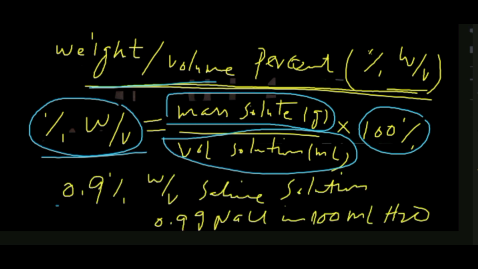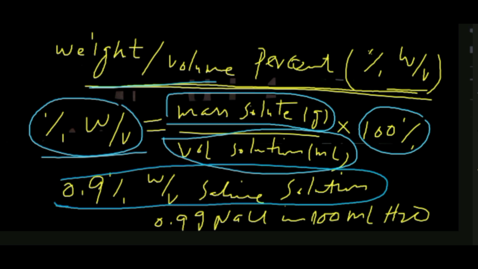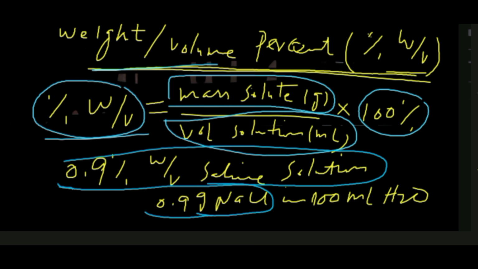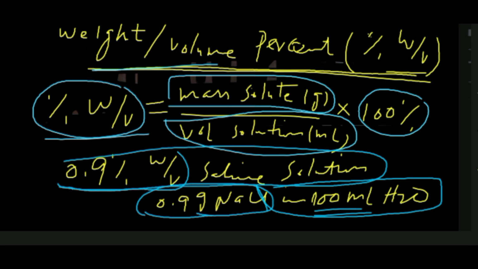So for example, we have a 0.9% weight by volume solution, a saline solution. It means that we have 0.9 gram of sodium chloride that has been dissolved in enough water to produce a total volume of 100 ml, and we can say this will be the 0.9% weight by volume saline solution, because this solution contains 0.9 gram of sodium chloride.